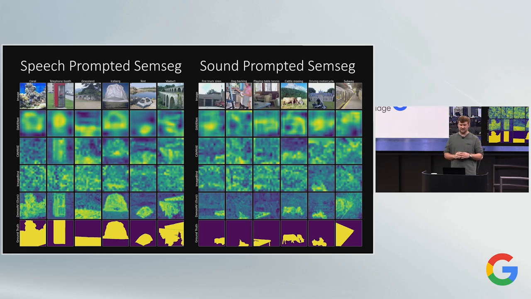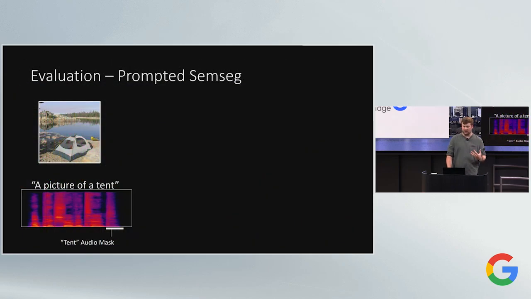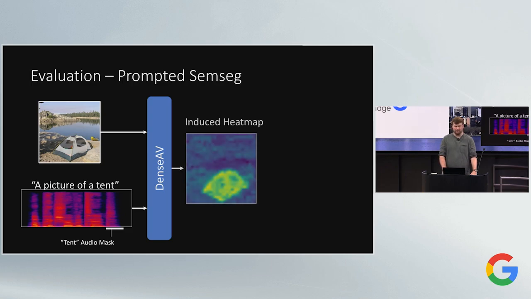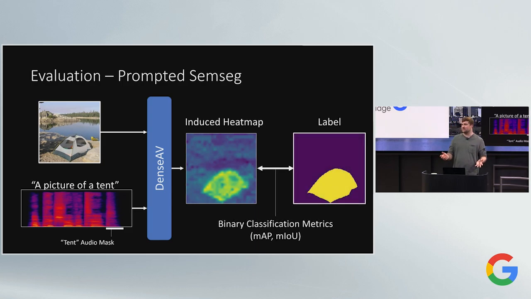So you can kind of see that, when you say the word iceberg, the iceberg really glows, and it just highlights only the iceberg, which makes for a nice correspondence to that iceberg label coming from ADE20K. And so just to highlight how we're actually doing this evaluation, we take this image of a tent and the audio of a tent, we feed them both through DenseAV to get that nice heat map over the particular example for the word tent, and then we compare it to that label.